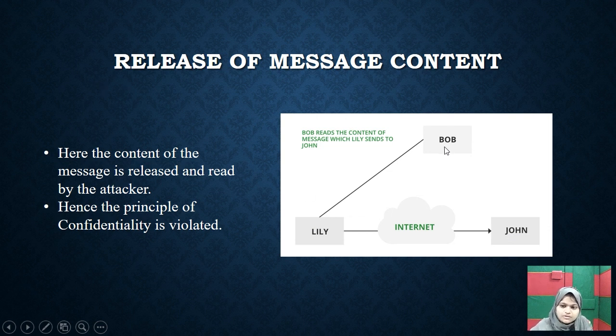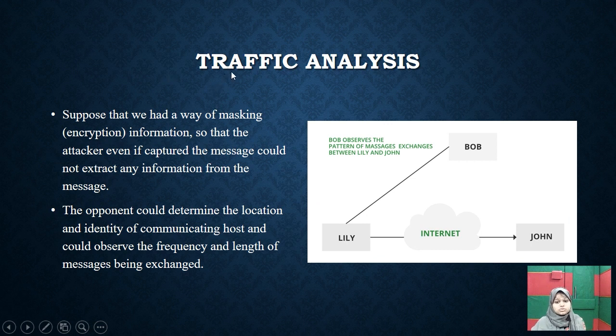So even if Bob tried to fetch those messages, it will be very difficult for Bob to understand what exactly Lily wants to send to John. So this is one counterpart, or one prevention, through which we can handle this release of message content. Okay, but the second type of attack is what?